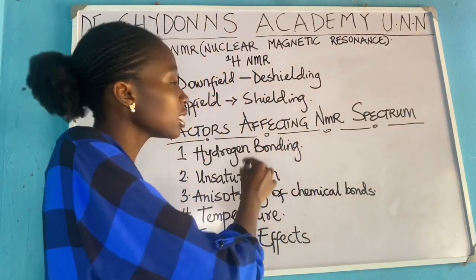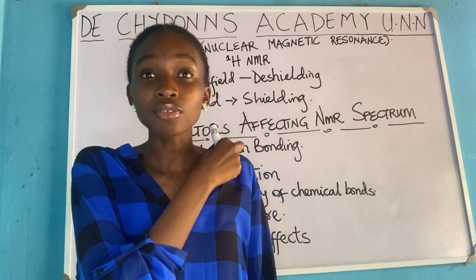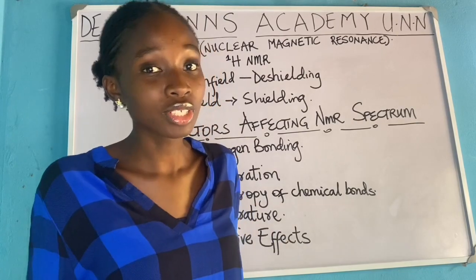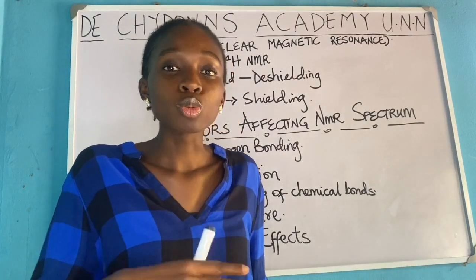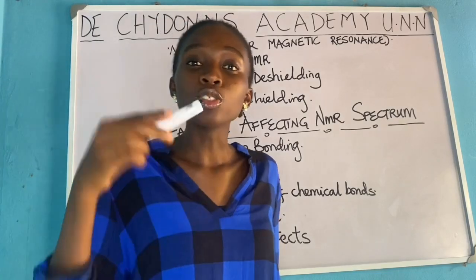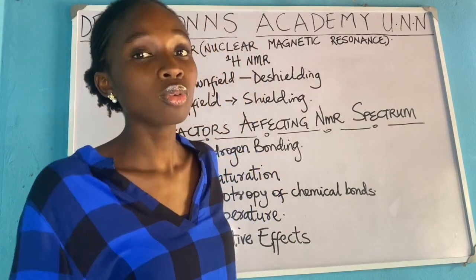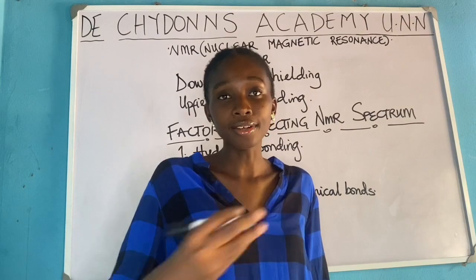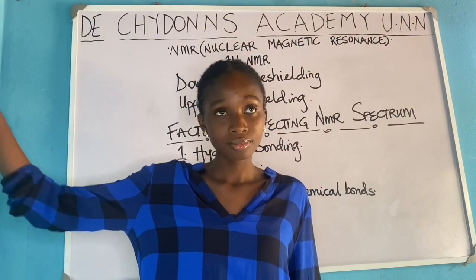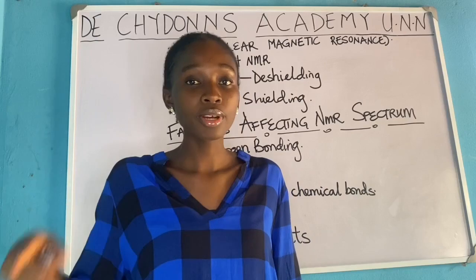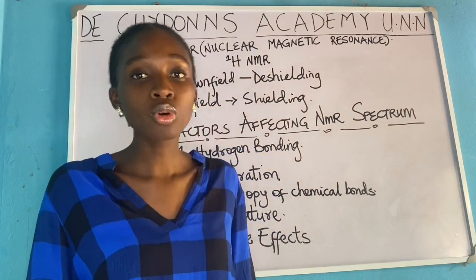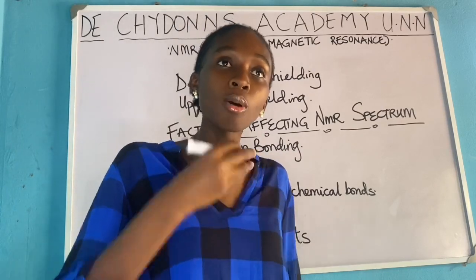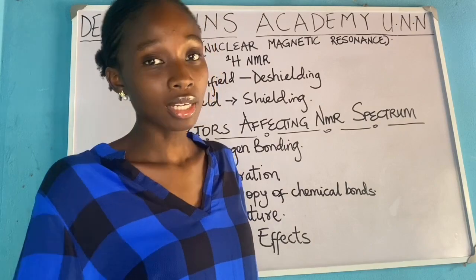Then if something is shielded, it is well covered. There is an adequate amount of electrons covering it, like TMS, our internal standard of interest. When it is well shielded, it will go upfield, and the numerical value you attach to it will be a very low value, like 0. So you get it. Deshielded goes downfield, with a high numerical value. Shielded goes upfield, with a very low numerical value. On a number line from 0 to 10, 0 means upfield and 10 means downfield. I hope you are clear with this.